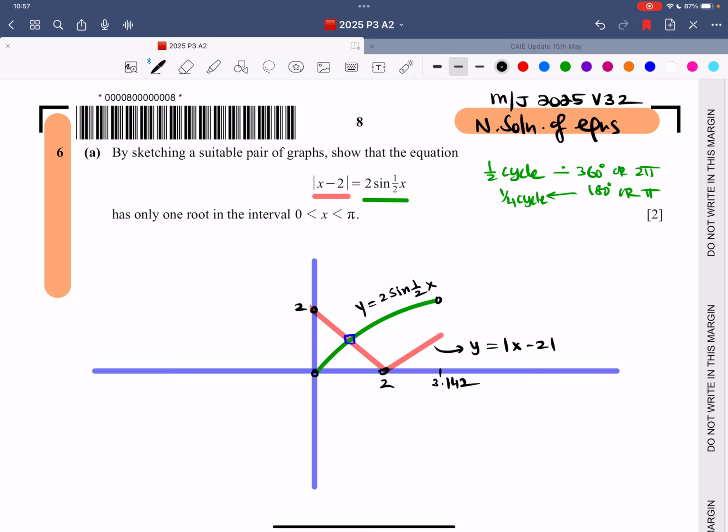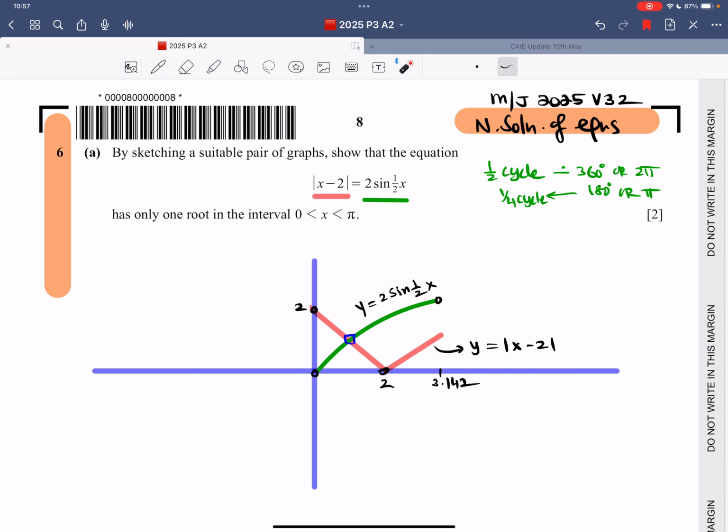Now 2 sine half x. The 2 is for the amplitude, sine half x. Half cycle in 360, that is 2 pi. But since we are drawing till pi, we draw 1/4 of the cycle. So basically, this is half cycle, and therefore 1/4 of the cycle is like this. Now this is 0, this is pi. That's how it's drawn. So now 3.142.